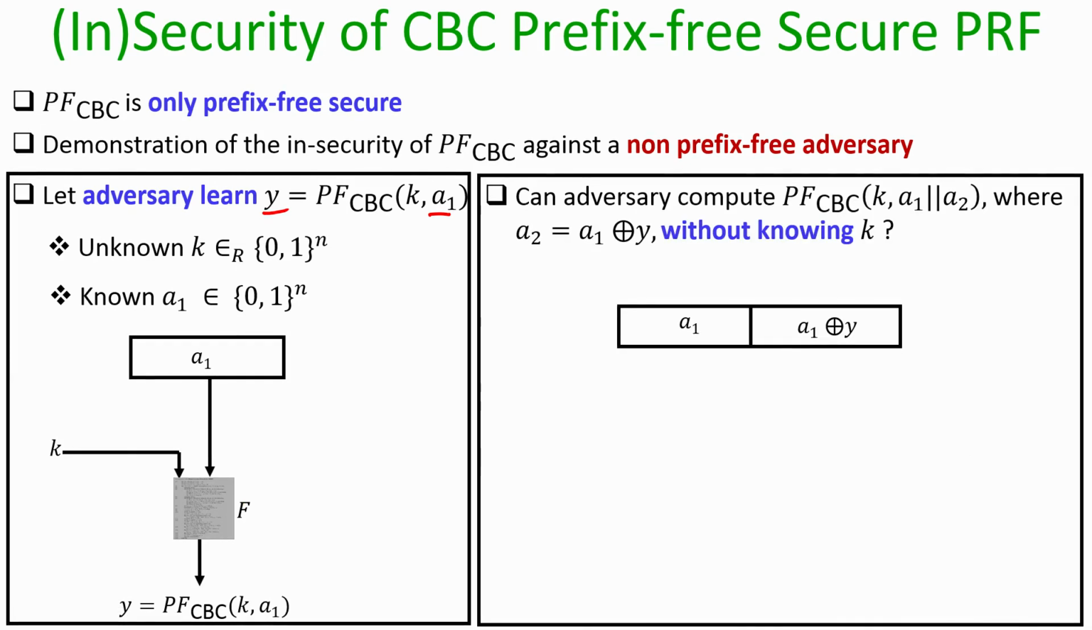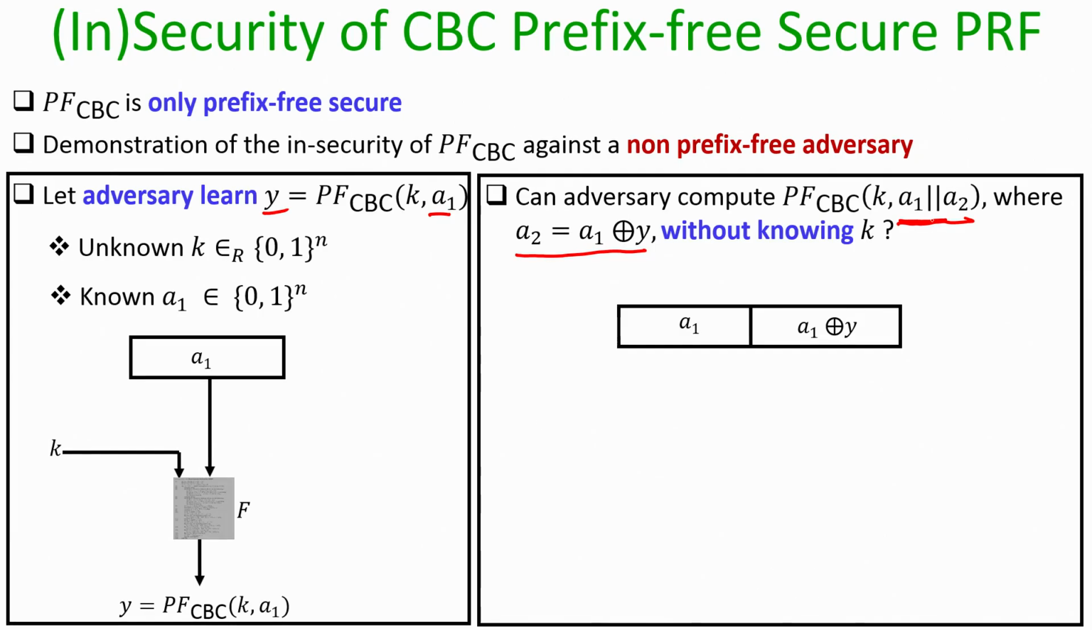Now, imagine the adversary has a new input consisting of 2 blocks, say block A1 followed by block A2, where A2 is a special block. A2 is related to the block A1 and the output Y, which is the value of the prefix-free PRF on the one-block input A1. And now let us ask what exactly will be the value of this prefix-free CBC PRF on the input A1 comma A2.